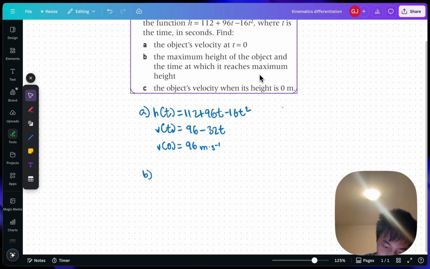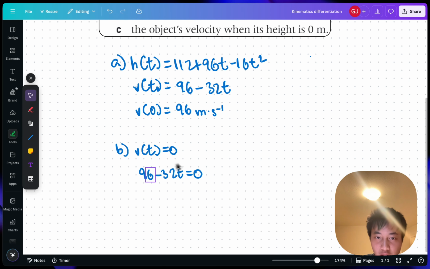And so velocity equals 0, and we would solve this equation when the function of velocity equals 0. So 32t equals 96, and time would be 3 seconds, and that would be when it would reach the maximum height.